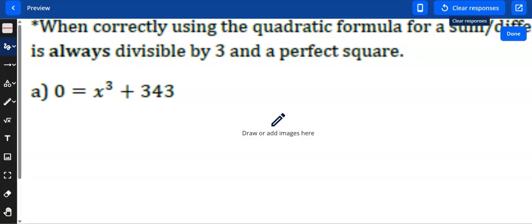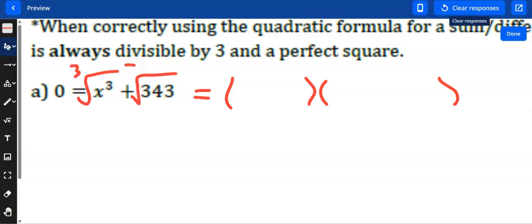Well, what if these sum of cubes or difference of cubes were set equal to 0 and we were supposed to solve? Well, we know there are 3 answers to this question because it's the third degree. So let's do what we did before.